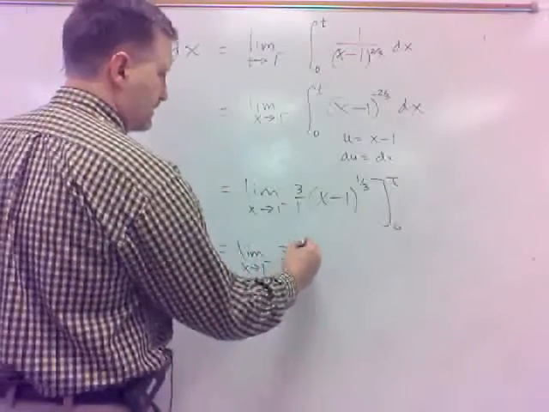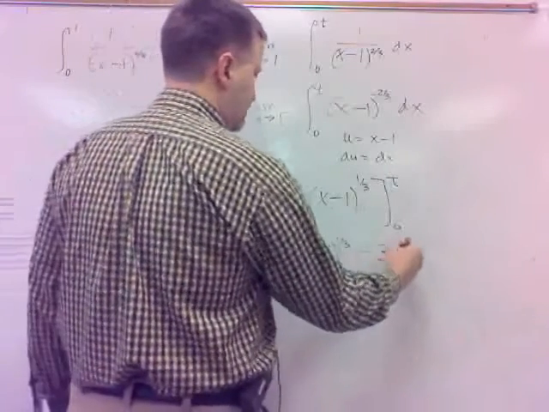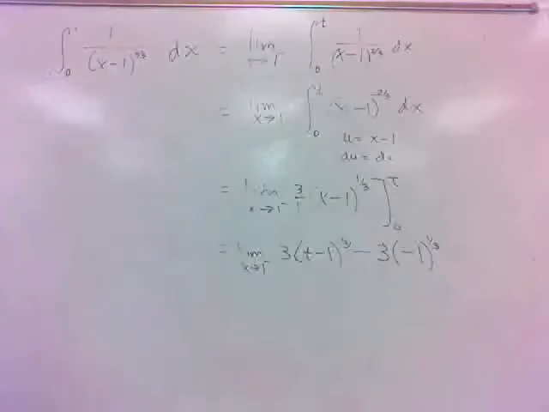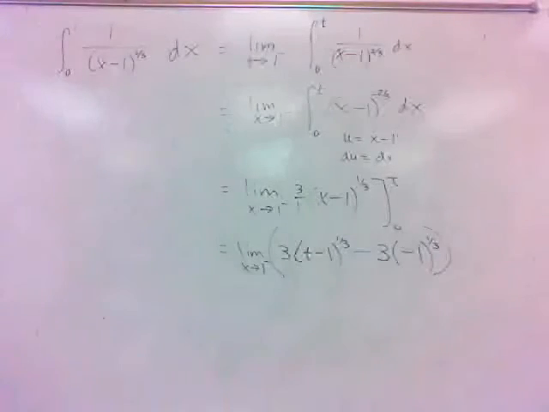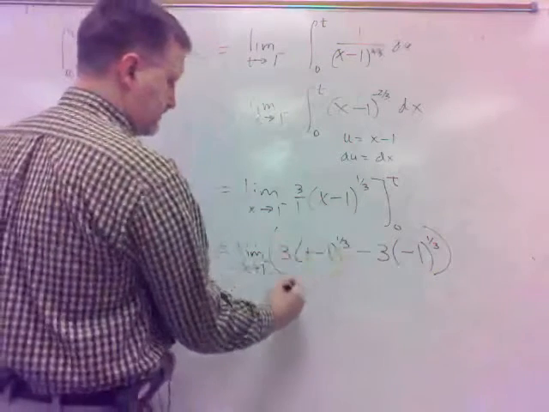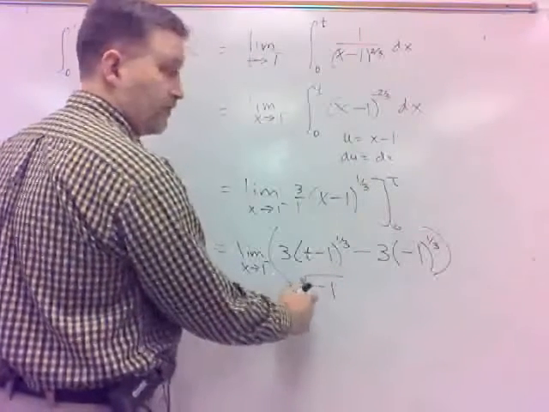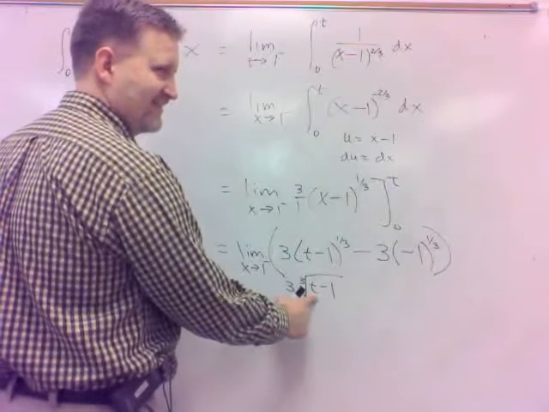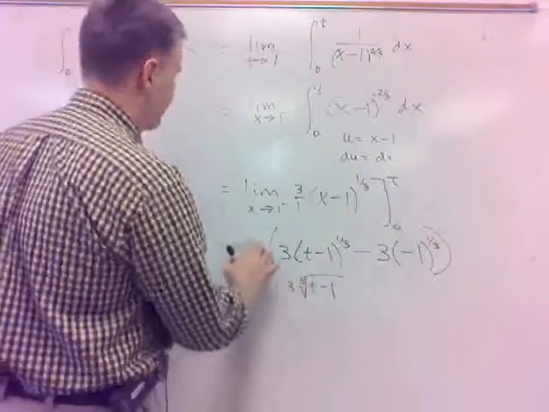So I'm going to have 3 times t minus 1 to the 1/3, minus 3 times 0 minus 1, so it'll be minus 1 to the 1/3, right? Plugging in t and 0. Well, this is the cube root of t minus 1, t going to 1 from the left. What is that going to go to? It's just going to be plugging in, right? I can plug in t there.